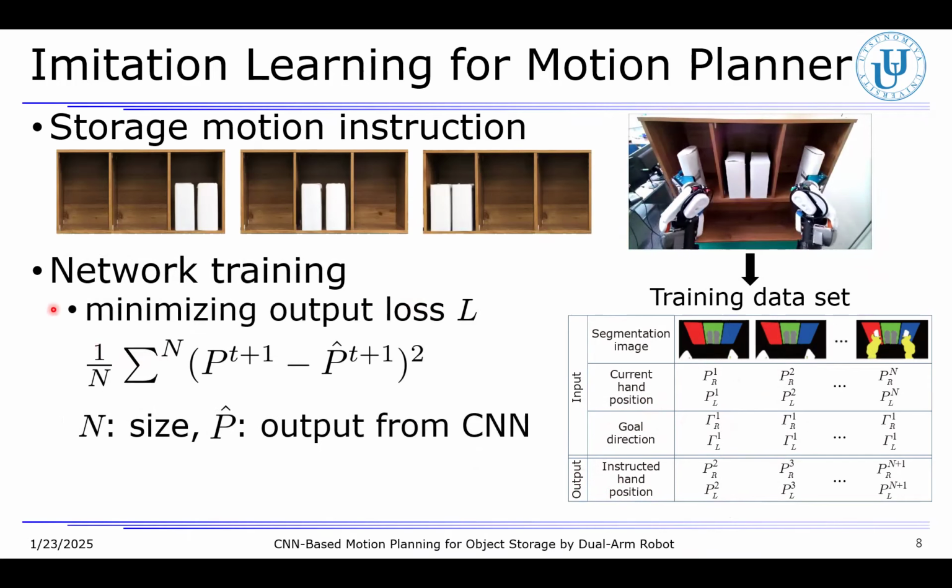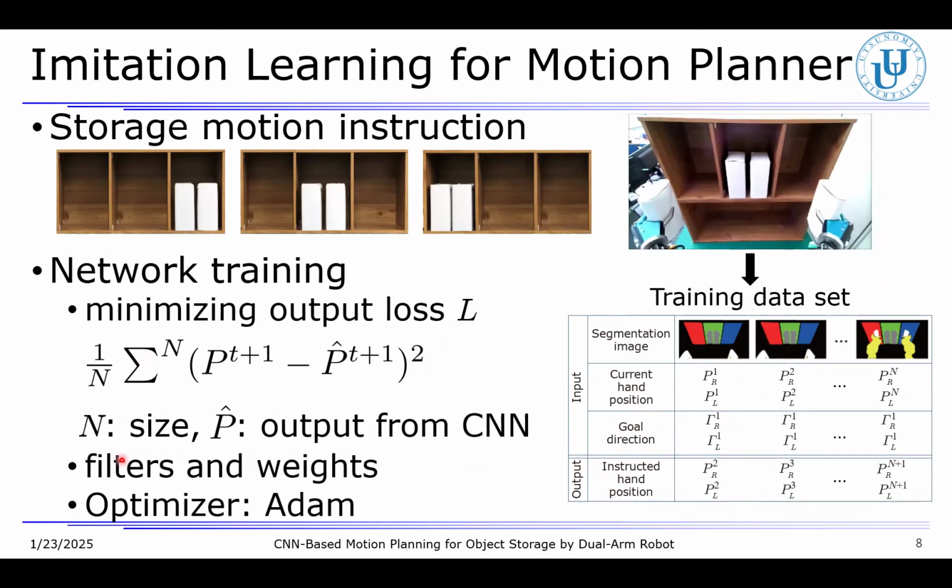In this phase, the CNN is trained by minimizing the output loss, which is calculated by the following mean square errors. Finally, through imitation learning, the convolutional filters and connection weights are optimized using ADAM.